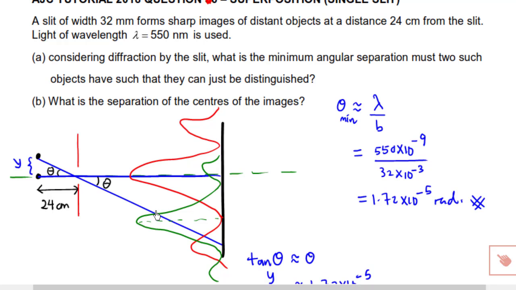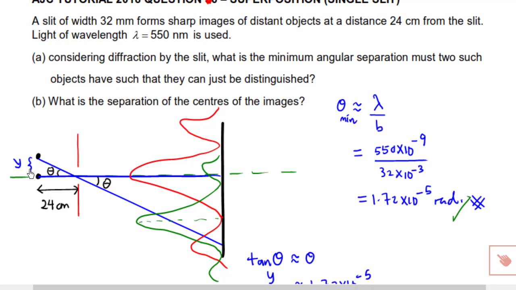object coincides with the central maxima of another object. This is the central maxima, coinciding with the first minima of the other. Okay, so this is what we say they are just distinguished. So for this to be true, you must use the Rayleigh criterion, theta minimum approximately lambda over b. All right, so lambda given is 550, b is this, so you get this as the answer.